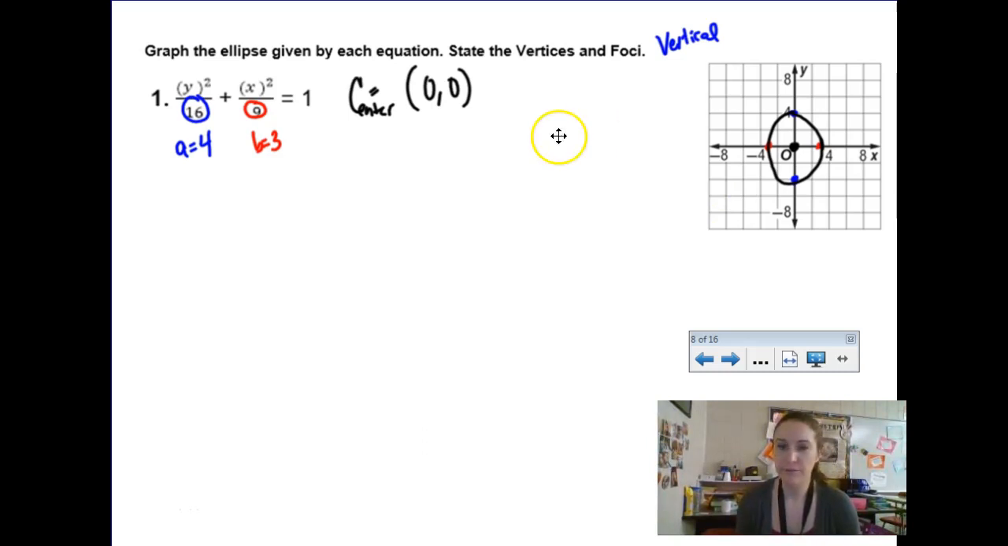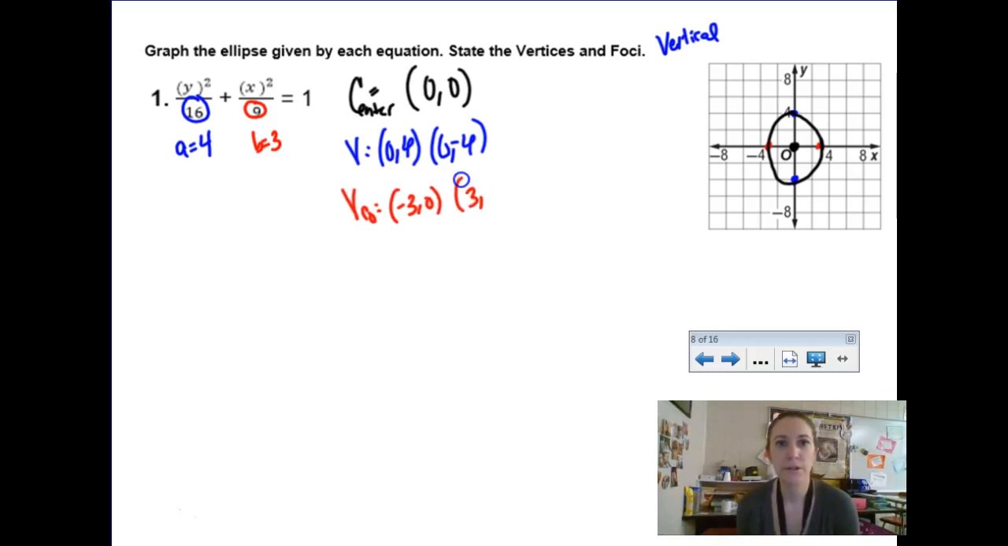So we can find the location through the formulas, but we already plotted them, so if you want to label them, you sure can. Our major vertices are at 0, 4, and 0, -4. And then our minor vertices, or co-vertices I believe we call them, are at -3, 0, and 3, 0. Again, formulas work great, I just don't really need them for this problem because we're graphing it.